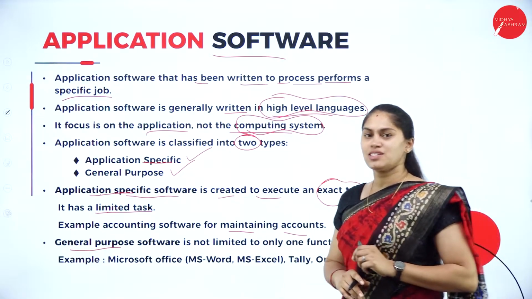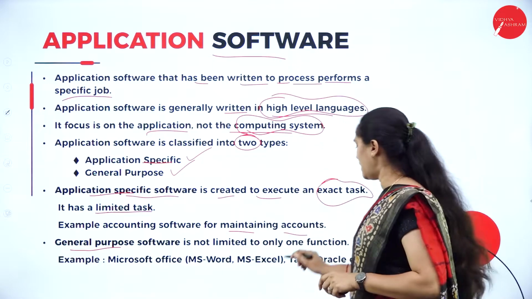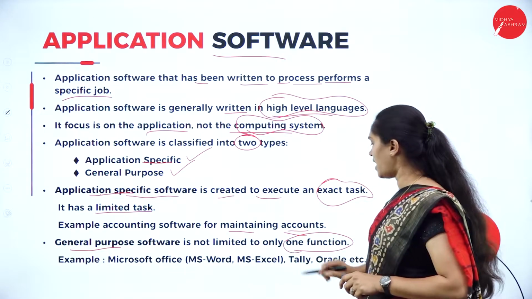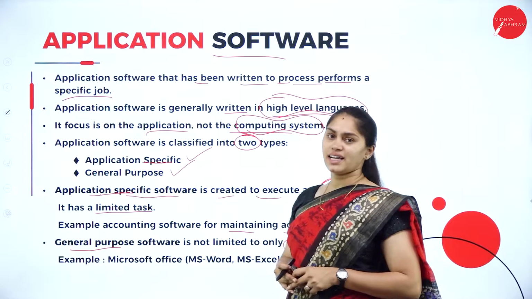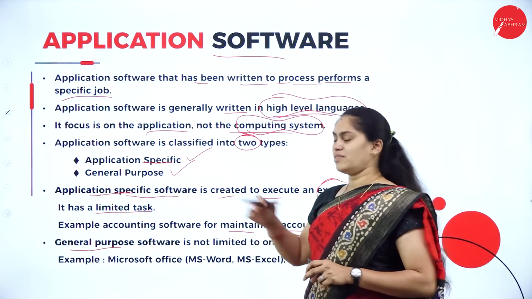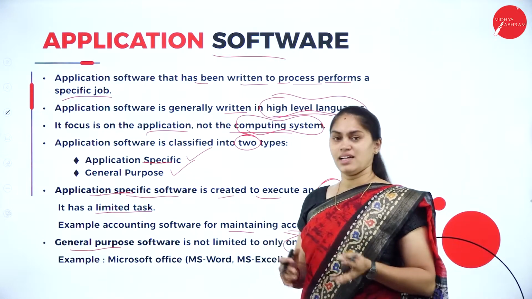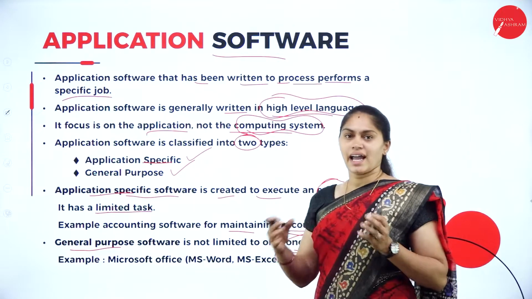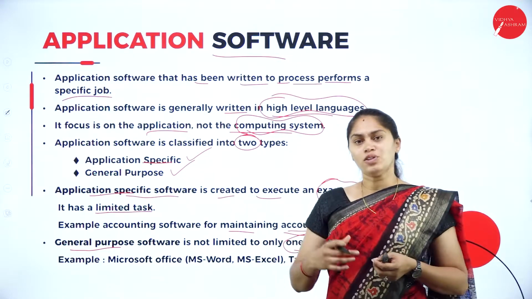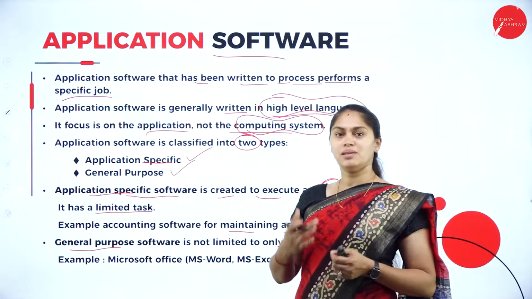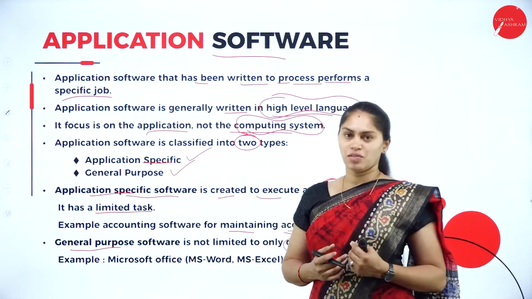Then we have general purpose software. When it comes to general purpose, it is not only limited to performing a particular task, or meant for a single function. Instead, it is not going to have a limited task. It is going to give us n number of features. Out of that, we can get the benefit by making use of the feature which we want to use.